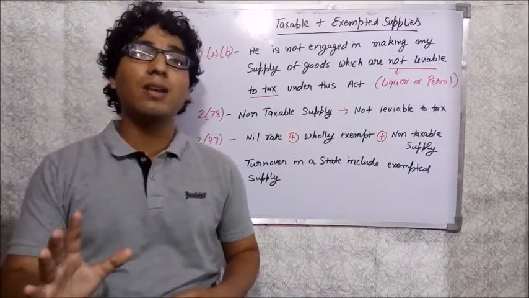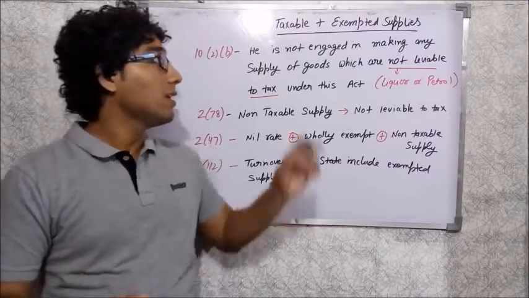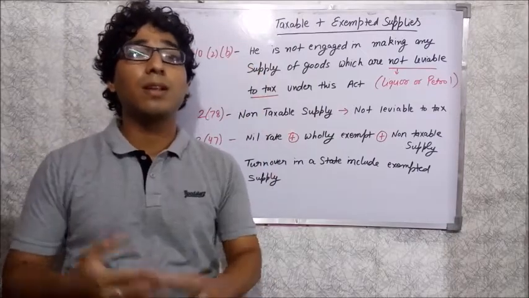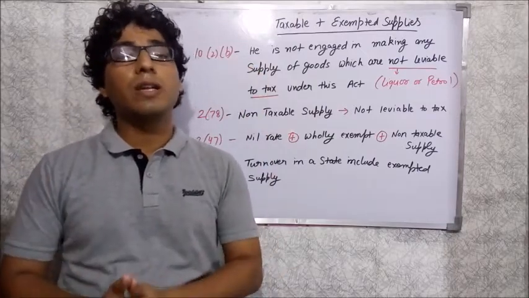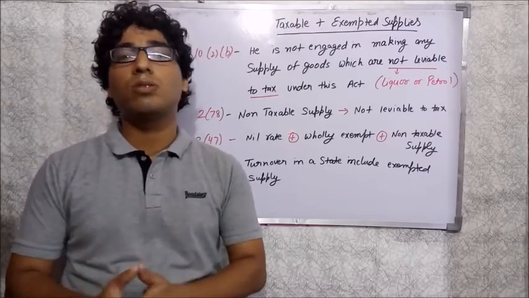So that is the example of the person who will be out of the scheme as per section 10 subsection 2 clause B. So that is the complete meaning of what the law is trying to say as per section 10 subsection 2 clause B.